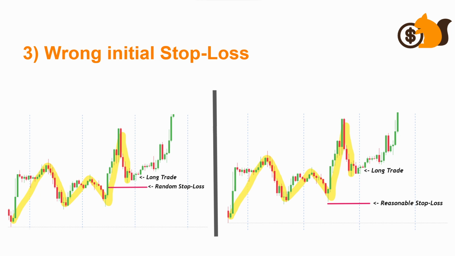Given that you shouldn't get stopped out by normal market behavior, the only reasonable place for your stop loss is the low of the last pullback in a bull trend, or the high of the last pullback in a bearish trend. If you look at the chart on the right-hand side, you can see that the stop is below the low of the last pullback. This means that you will only get stopped out when the current trend gets broken.